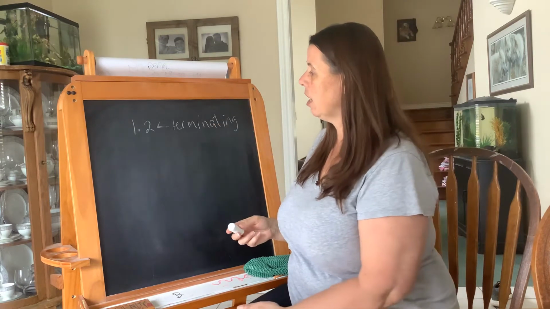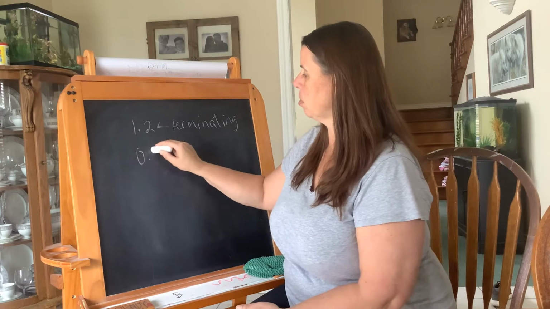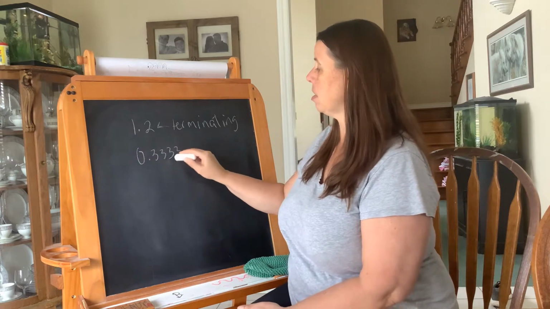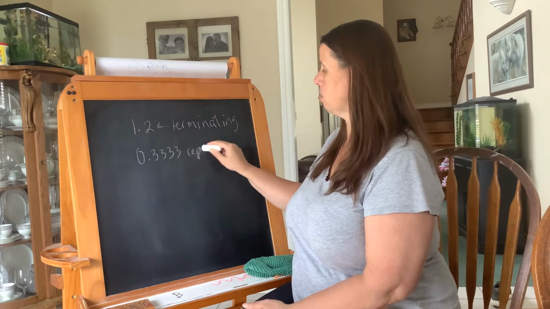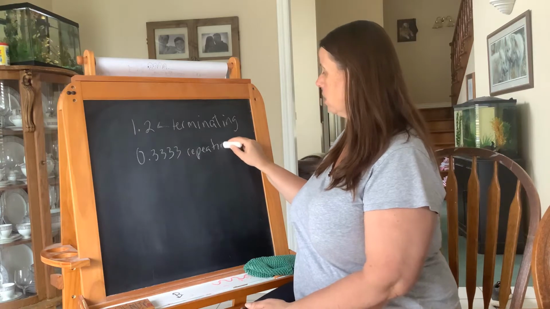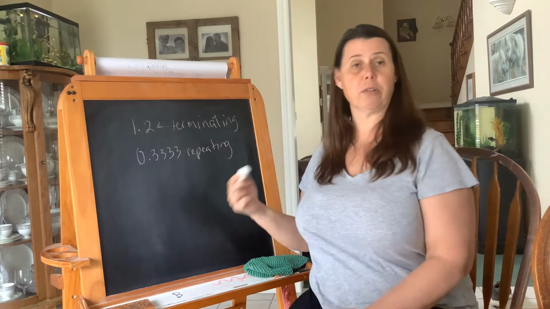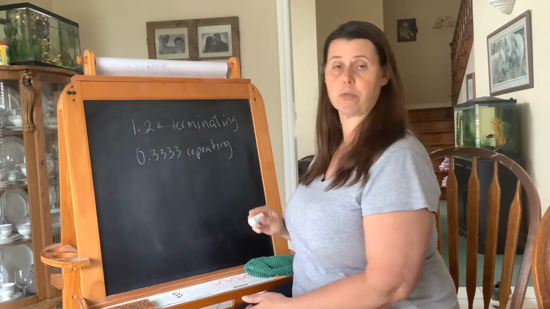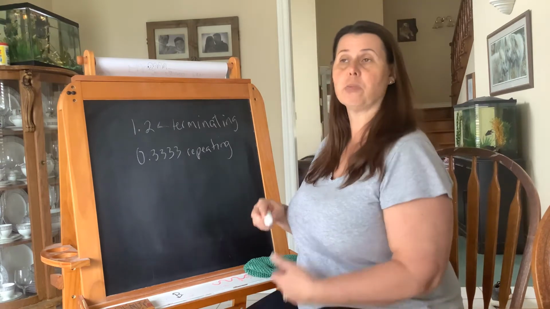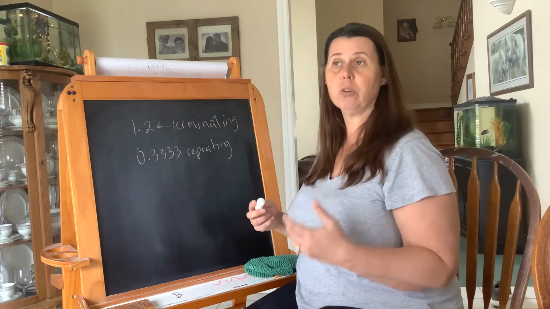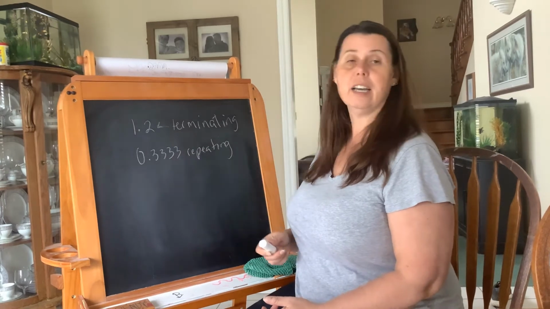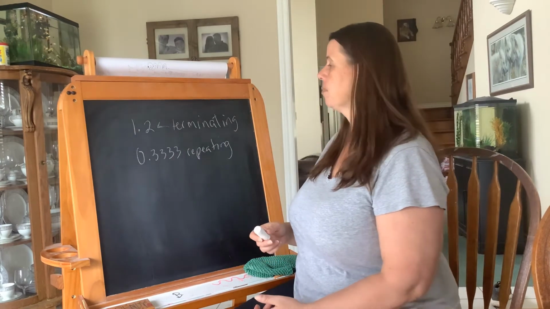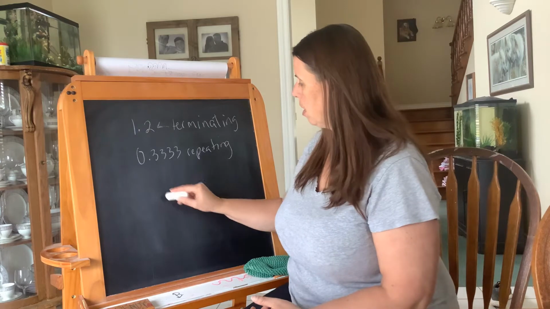But then you'll have a decimal like 0.3333, and this is called a repeating decimal, and it never ends. It goes on forever. However, I have better things to do in my life than write decimal 333 for the rest of my life. So we had to figure out a way to show that this decimal keeps going forever. Okay? Let me show you how that works.